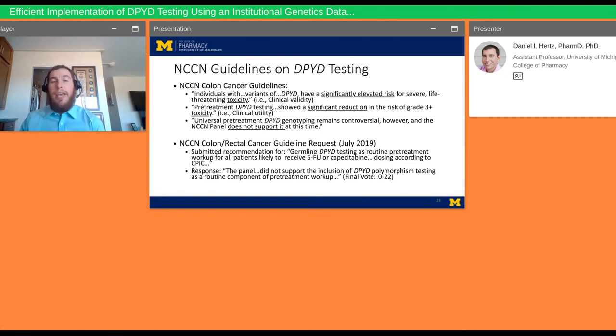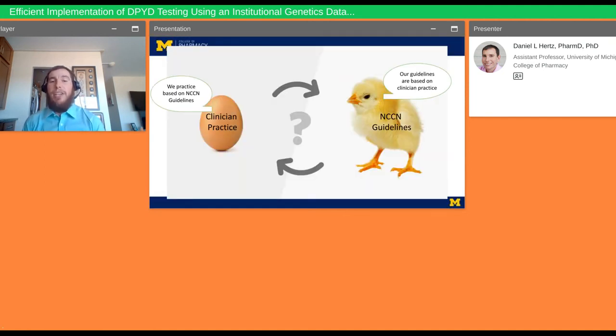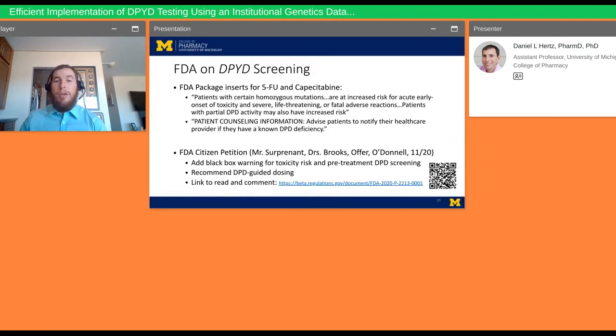However, what we understand is that the NCCN guidelines are based on current clinical practice. So here we have a classic chicken and egg situation. The clinician practice is not to order testing, and they say this is because of a lack of clinical guidelines from the NCCN. The NCCN does not update their guidelines to include testing because their guidelines reflect what happens in clinical practice. And here, neither group is ready to make this first step because they're waiting for the other to lead the way. We hope that one way to break this logjam is to get a recommendation from the FDA for pre-treatment DPYD screening.